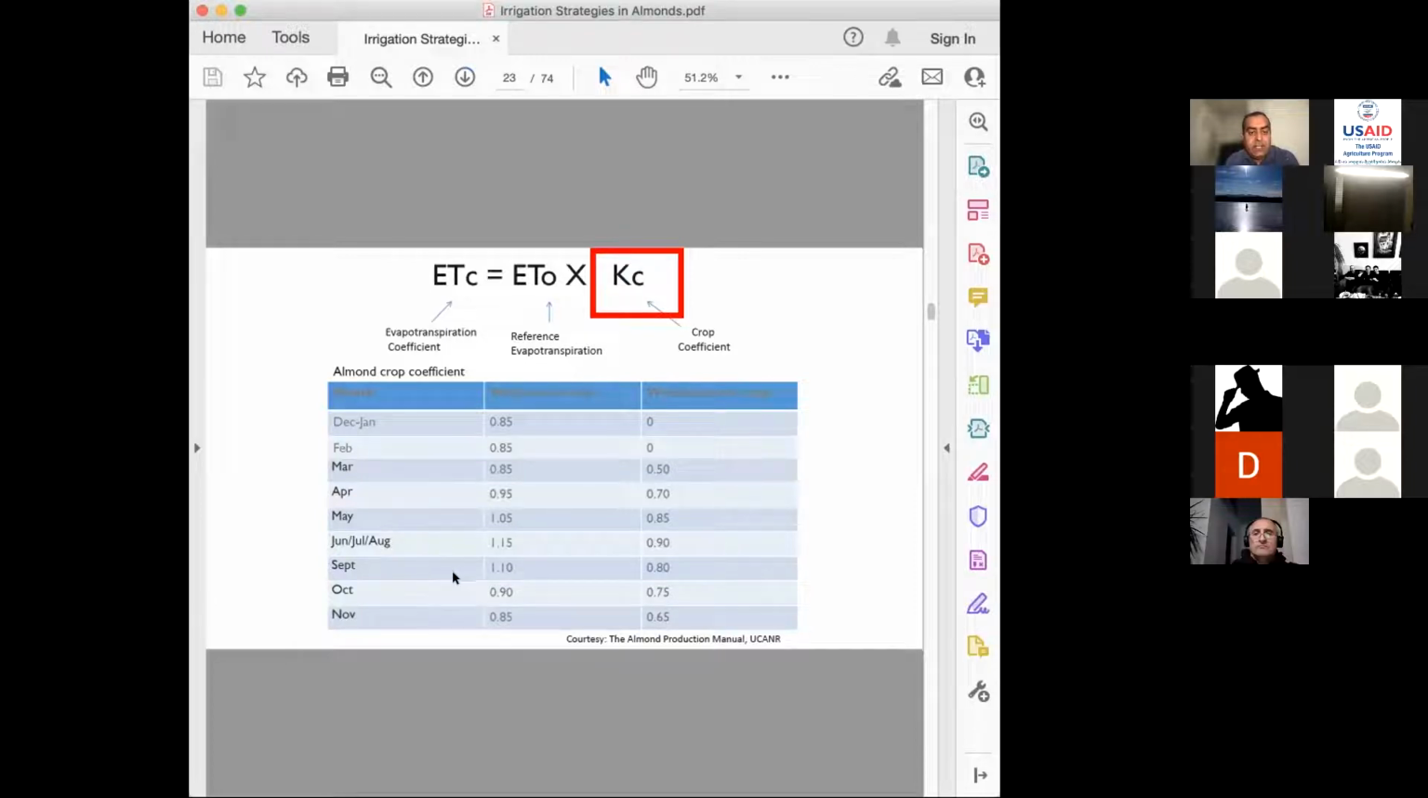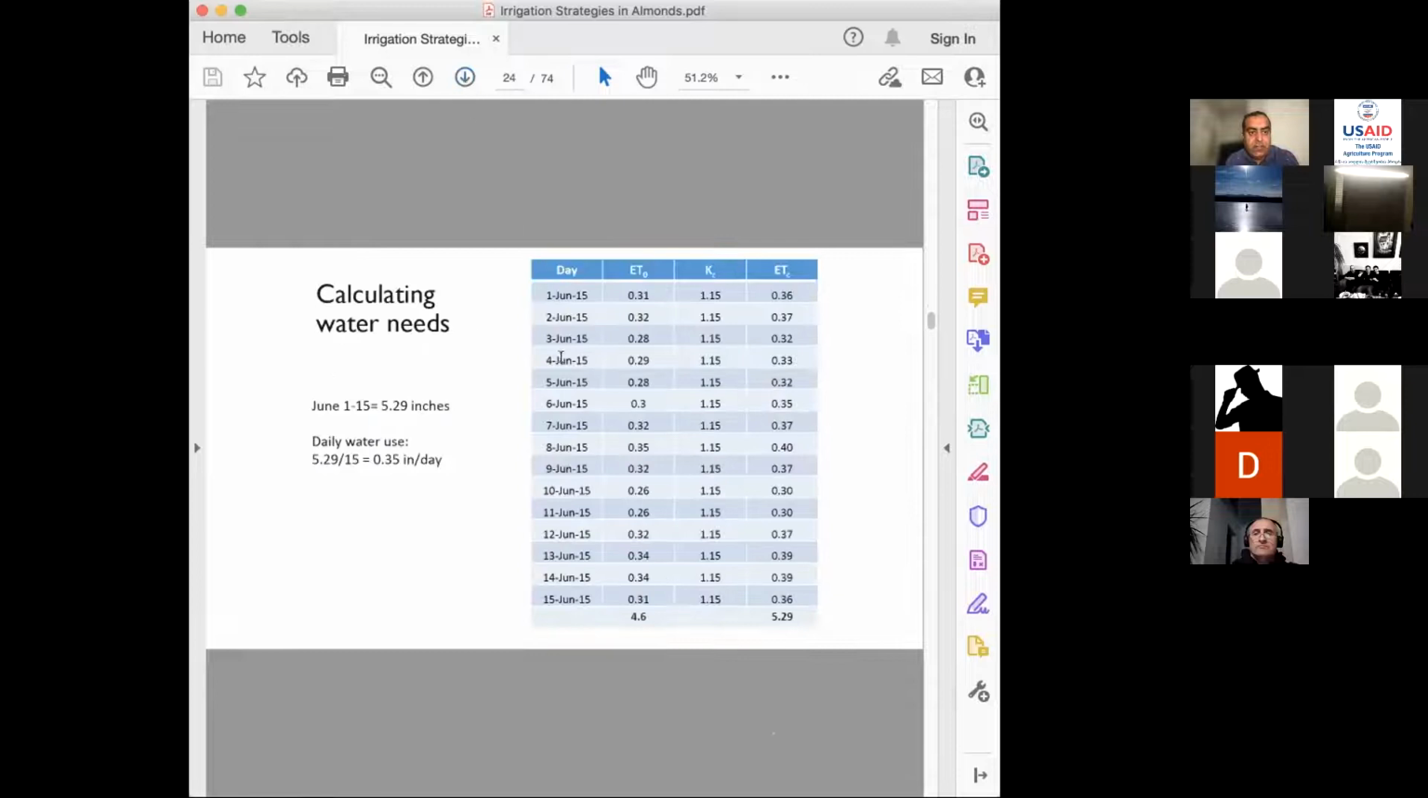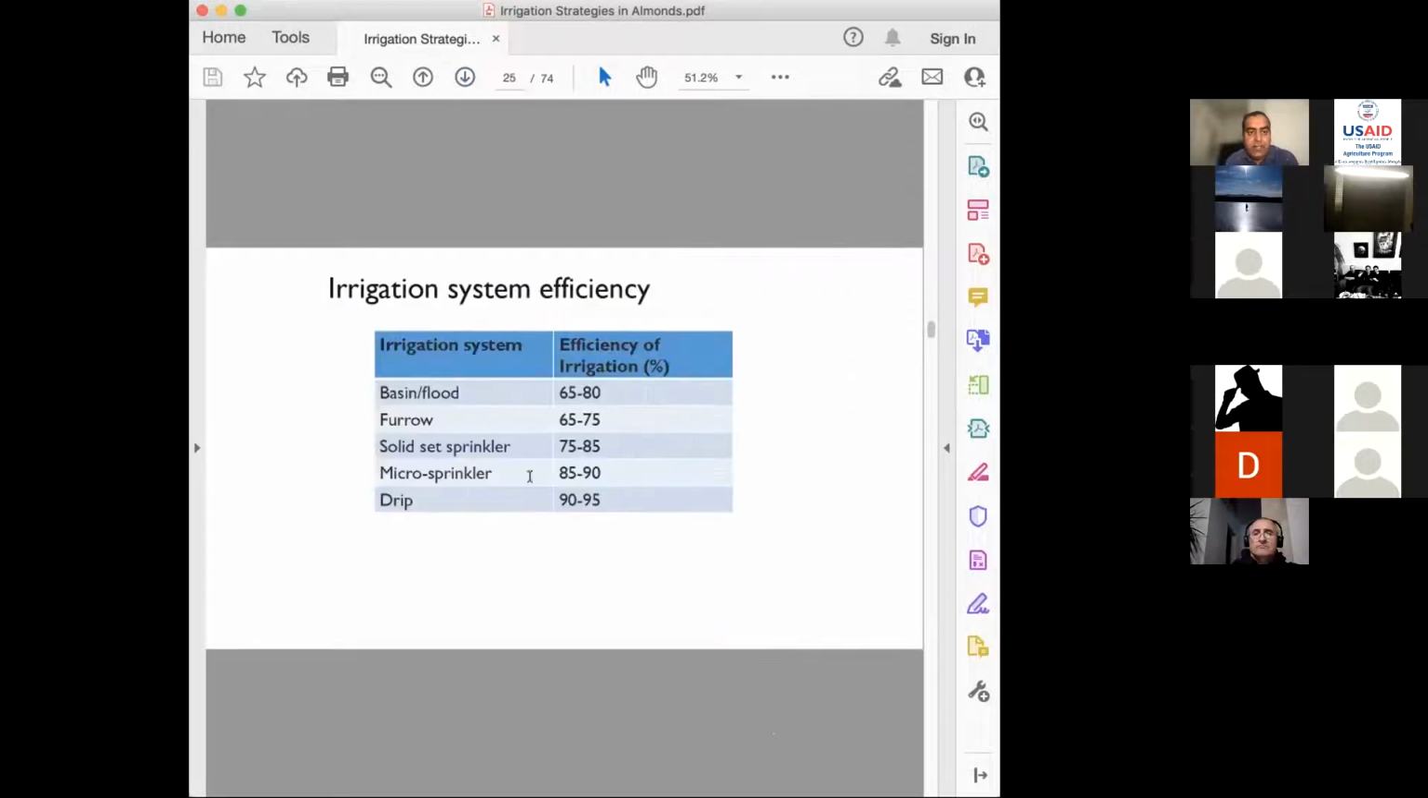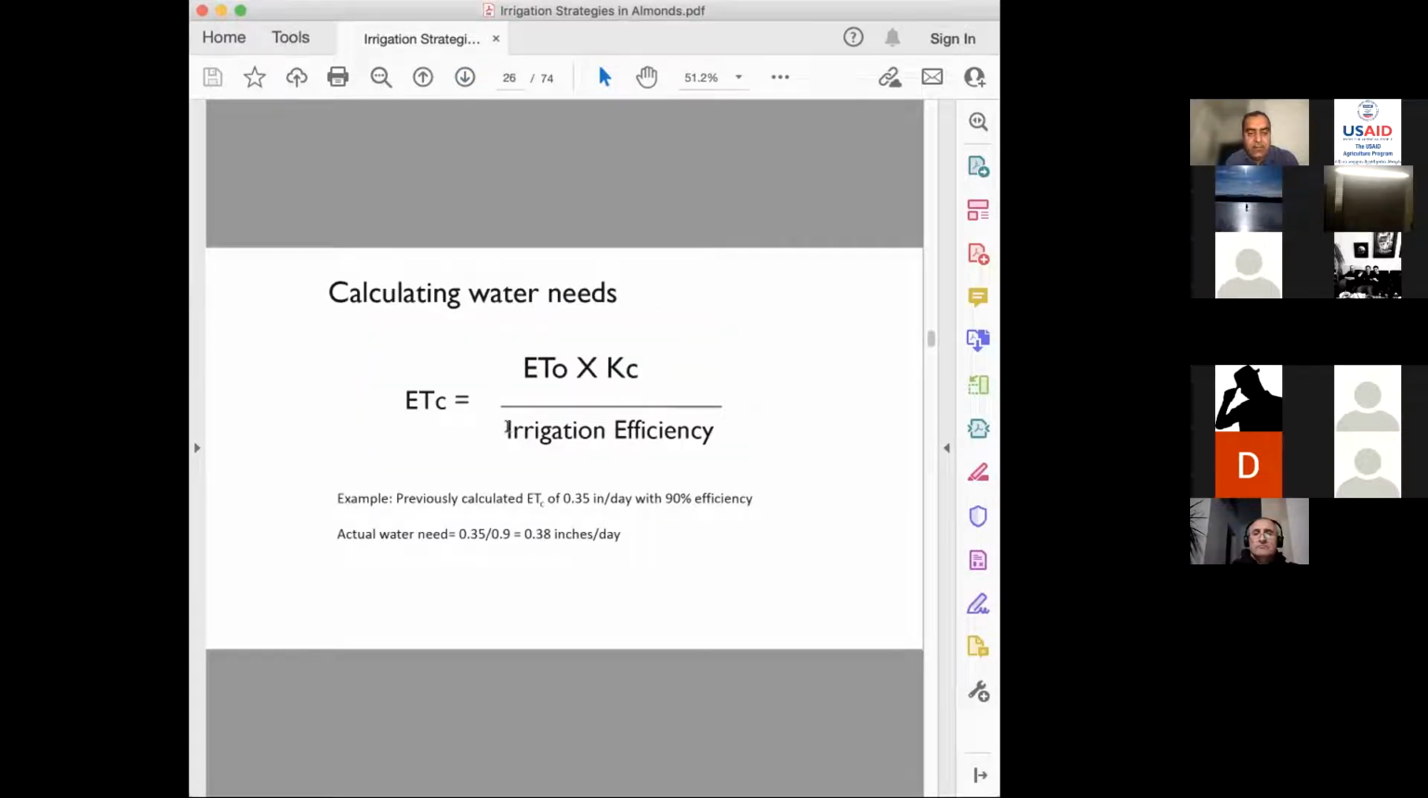So this is a basic calculation. I would go into the calculation here. So you make a chart for a day, and you get the evapotranspiration from the weather station. This is a reference evapotranspiration, multiplied by the KC for that particular month, the crop coefficient, and you get ETC. Okay. So once you get that, then you factor in the system efficiency. If you have drip irrigation system, if you have efficiency of 90%, you divide this equation by that factor, and you come up with the actual water needs.